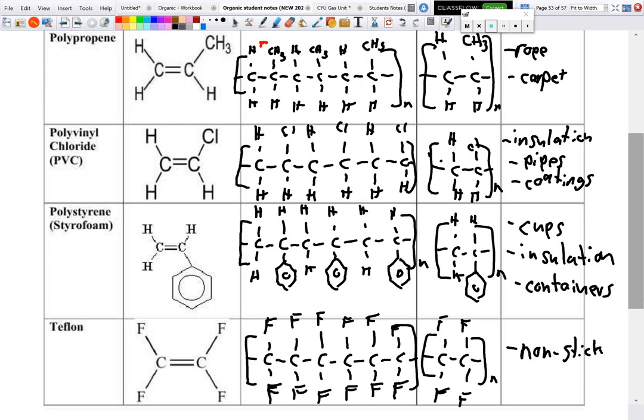And that's how we do our addition reactions. Just make sure that you break the multiple bond and then join all the monomers together.